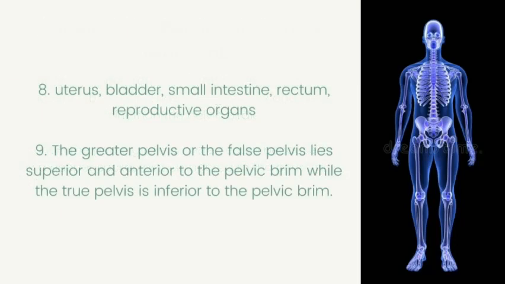Next, number 8, what organs are protected, at least in part, by the pelvic girdle? The organs protected by the pelvic girdle are the uterus, the bladder, small intestine, rectum, and the reproductive organs. Number 9, distinguish the true pelvis from the false pelvis. The greater pelvis or the false pelvis lies superior and anterior to the pelvic brim, while the true pelvis is inferior to the pelvic brim.